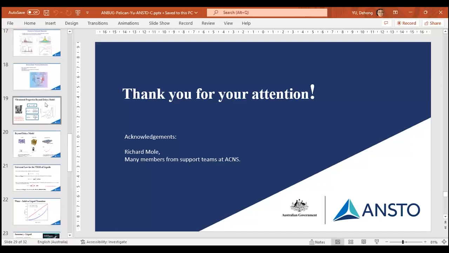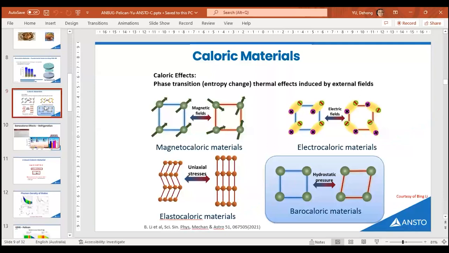Okay, that's a good question. I think the answer is absolutely yes. This kind of study already appears now. People try to combine different effects to enhance the effects or to improve the performance of the materials. Yes, it is possible. Okay. Thank you. Any other questions?